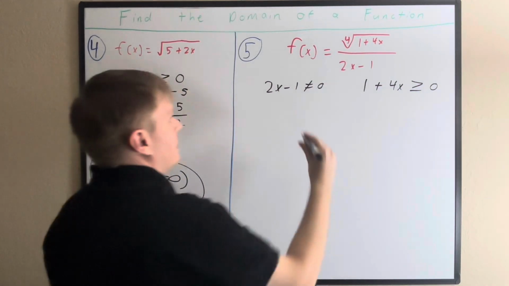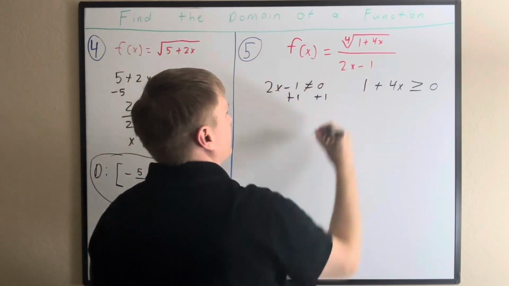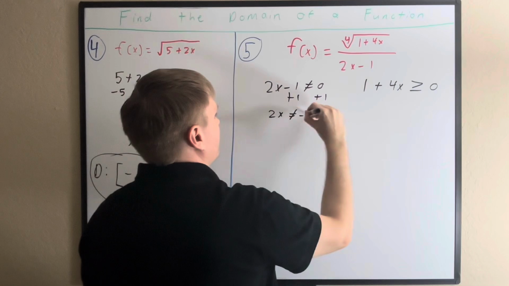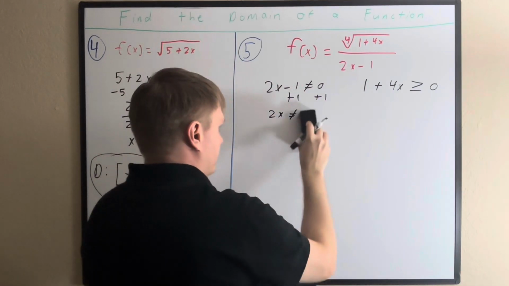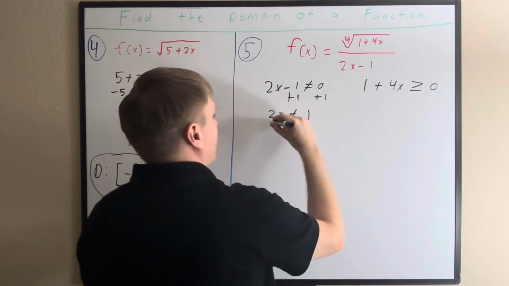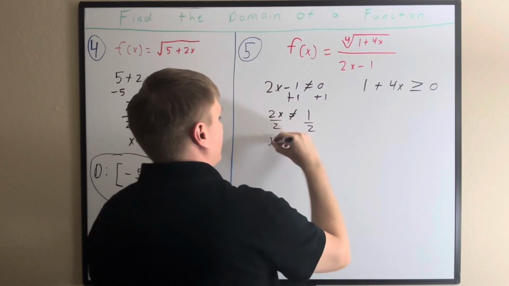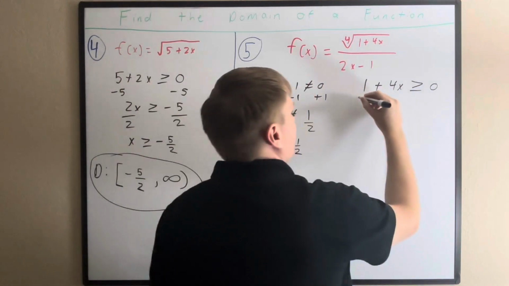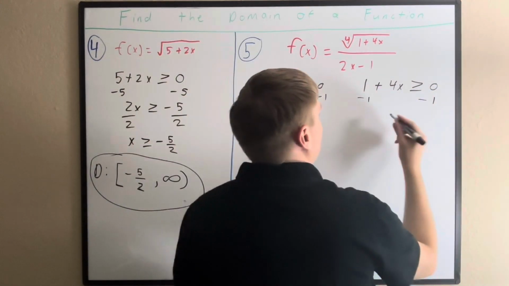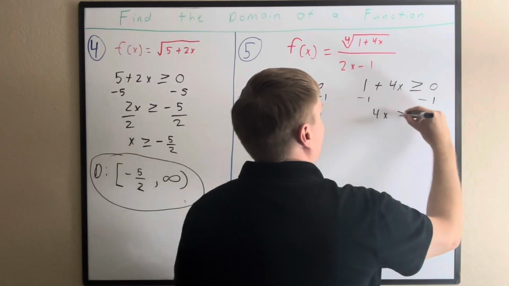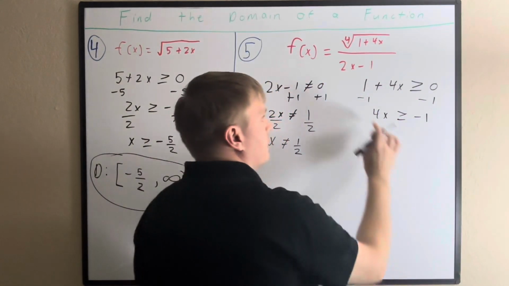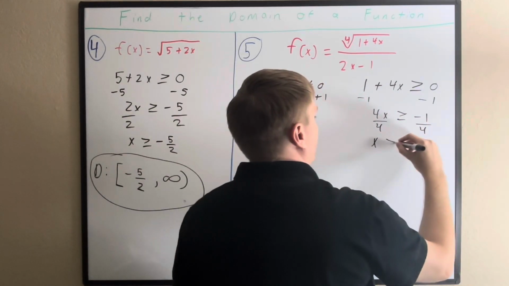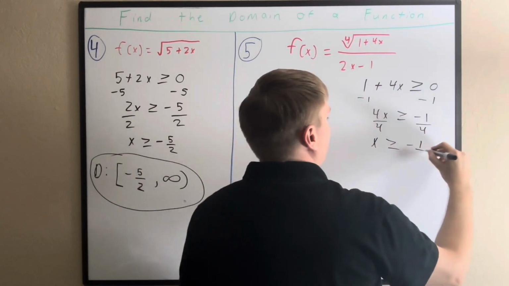All right? So what do we do? Plus 1, plus 1. 2x cannot equal positive 1. Divided by 2, right? x cannot equal 1/2. Okay, that's part of it. Let's do the radicand part. Divide both sides by 4, right? x is greater than or equal to negative 1/4.